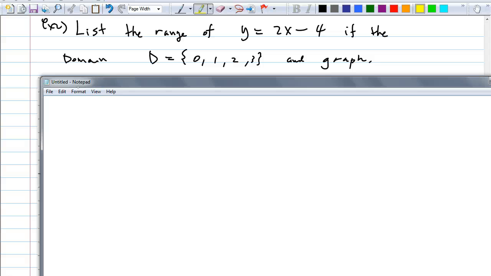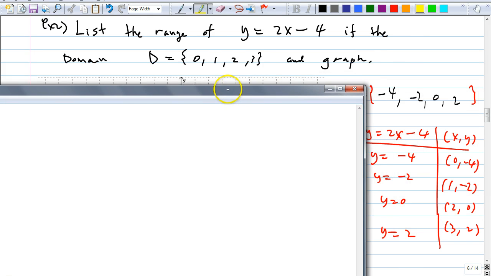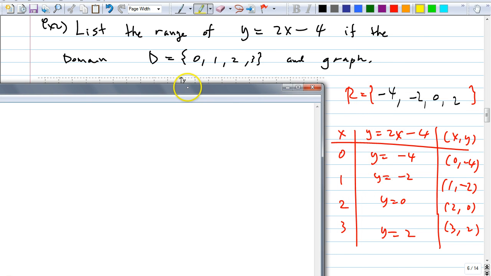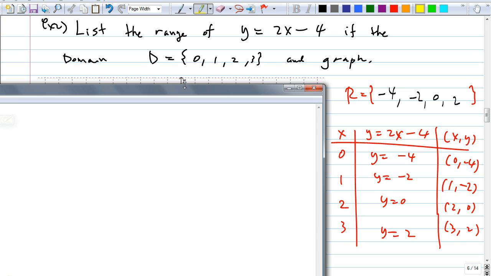And do we know how to find y's for these? You do a chart or table. Yeah, substitute. Okay, go ahead, everybody. Okay, so did you all do a little chart and get -4, -2, 0, 2 for your range? Isn't that right? When you plug in x equals 0, you just do a chart.